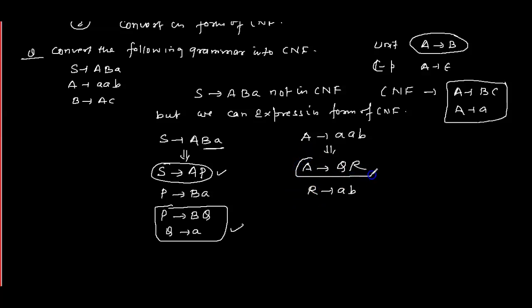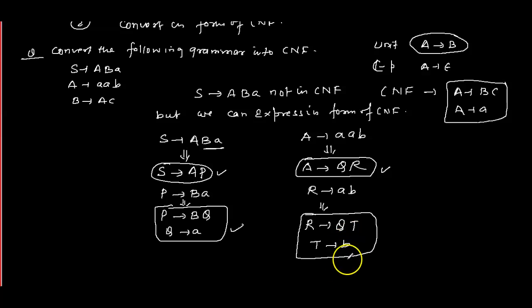Okay. So this is in the CNF, but still this one is not in the CNF. So we can write R derives, A is this Q. And B I will consider as T. Any name you can write, A, B, A1, A2, anything. So now both are in the CNF, because here I have substituted capital Q, and here capital T. And T is small b. So this is in the CNF because it's connected with two non-terminals, or only one terminal.